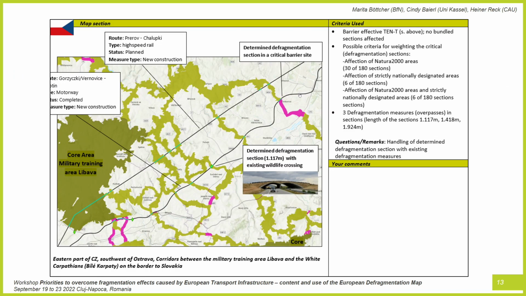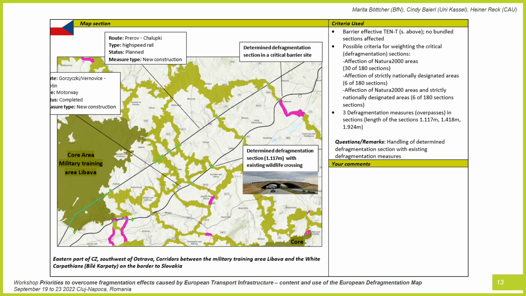So when we zoom into an area in the eastern part of the Czech Republic, it's an area between 2 cores. That's on the one hand the military training area of Libava. I don't know if it's a former one or is it still in use. I'm not sure. Still in use, okay. And the White Carpathians on the border to Slovakia.